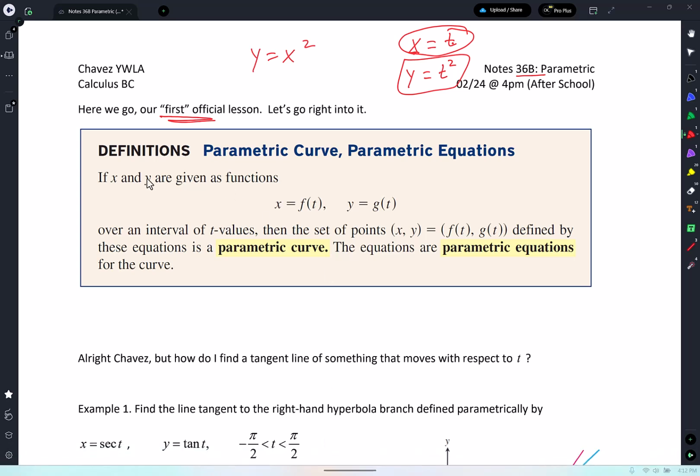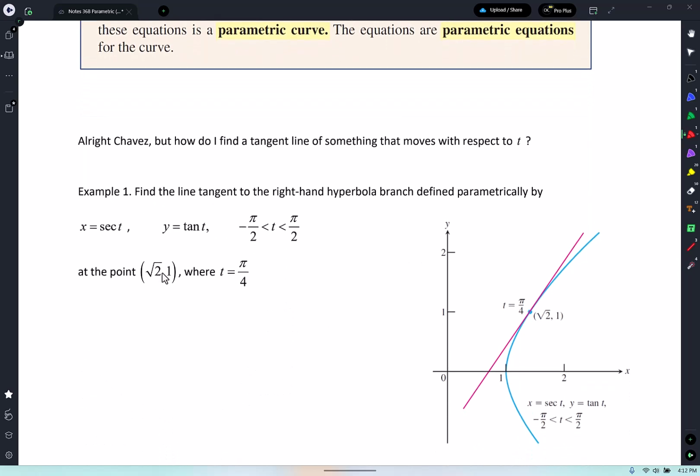And then eventually, look what it says. If x and y are given as functions, x equals f of t, y equals g of t, over an interval of t values, the set of points (x, y) defined by these equations is a parametric curve. These equations are parametric equations for the curve. So that's all it means, guys. You just have some variable, some t, and based off of what the t value is, that's where your x and y are. You know what I mean?